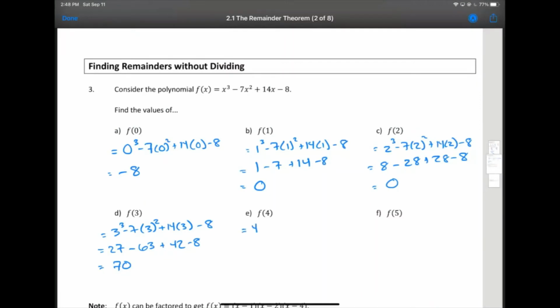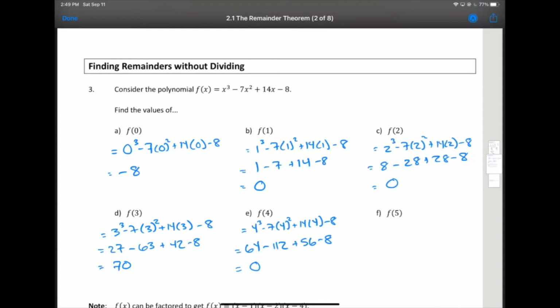Plug in a 4. 4 cubed minus 7 times 4 squared plus 14 times 4 minus 8. 4 times 4 is 16 times 4 is 64. 16 times 7, 70, 112, I think, plus 56 minus 8. Okay, and when I put all of that together, I get 0 because I paused it and used my calculator because my brain is breaking.